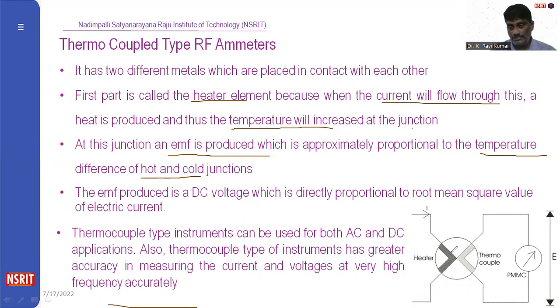This one will be the hot junction. This one will be the cold junction. The temperature difference will be produced when current is applied through the heater and it heats up. There will be a difference between the temperatures. That is called the EMF. The EMF produced is a DC voltage, which is directly proportional to the root mean square value of the electric current, whatever type of current we are connecting to these wires.